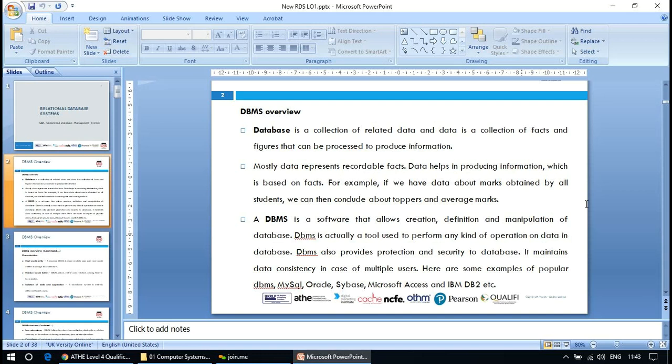So here are some examples of a database, a DBMS: MySQL, Oracle, Sybase, Microsoft Access, IBM DB2. You must have heard a few of them, isn't it? So that's basically the definition and a big picture of the database.